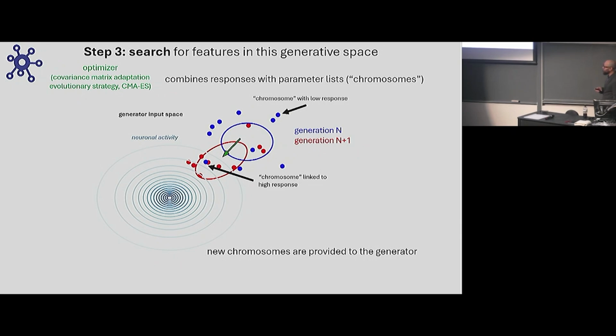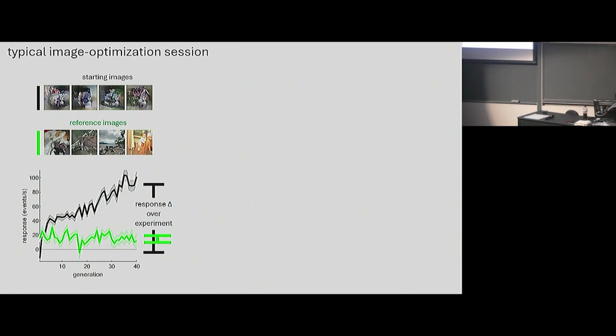And the way that it works is you can think of the list of values that create every image as a kind of chromosome. And as you find, some of the chromosomes don't elicit a lot of activity and some do. So what we do is we identify the ones that cause more activity, and then we sample the parameter space around that one location. And then we create a new set of chromosomes, 30 or 40, give them back to the monkey, and see what happens.